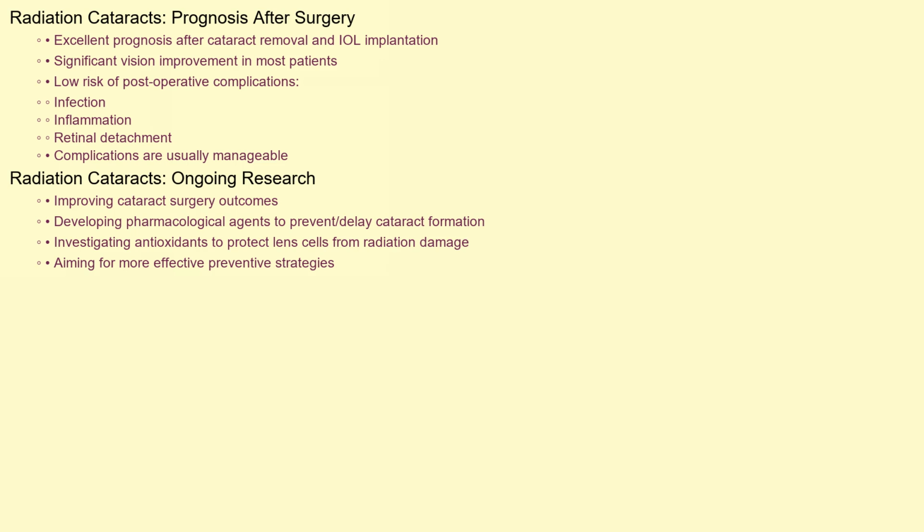Research continues to explore ways to further improve cataract surgery outcomes and to develop pharmacological agents that might prevent or delay cataract formation following radiation exposure. For instance, studies are investigating the potential role of antioxidants in protecting lens cells from radiation damage. Further research could bring more effective preventive strategies.